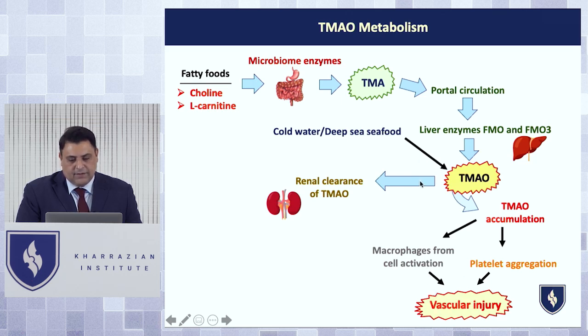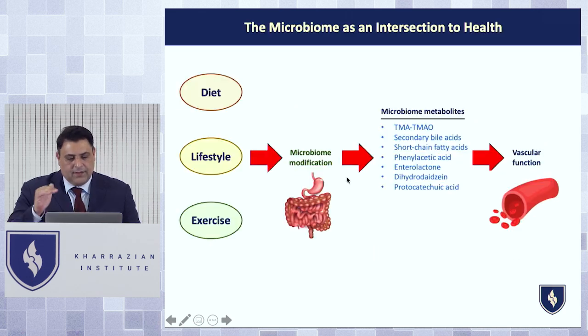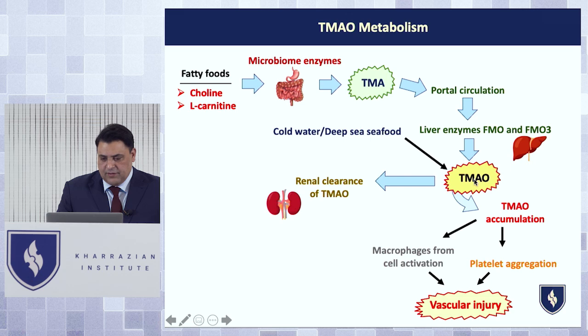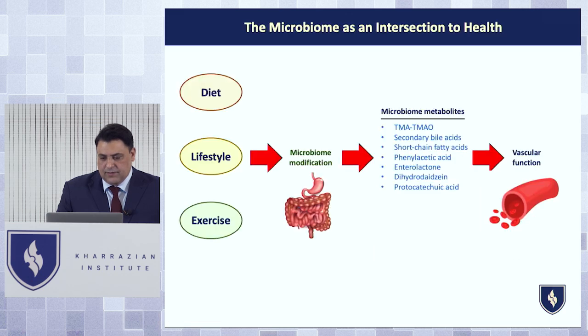But another big part of this is how TMAO levels are cleared. If you're making TMAO and you're clearing it, you may end up with normal levels and not have elevations. Now, in this diagram, you can look at diet, lifestyle, and exercise. They all impact microbiome modification, and they can impact different microbiome metabolites that impact vascular health. It's a combination of clearance and production that are really involved, along with these bile acids.